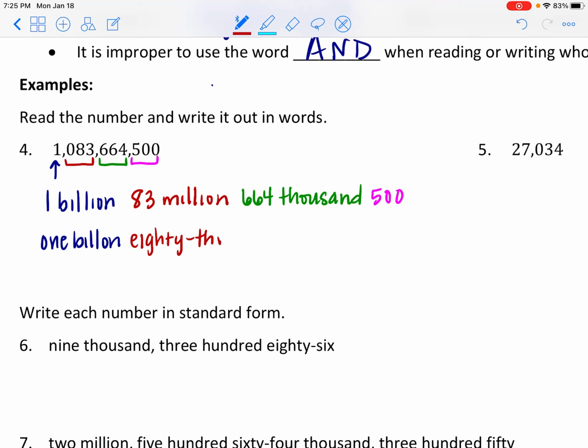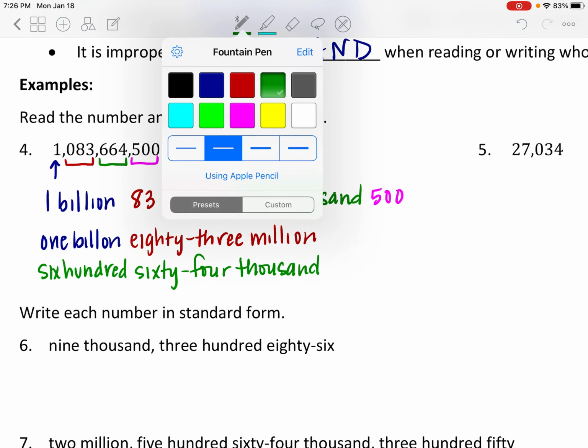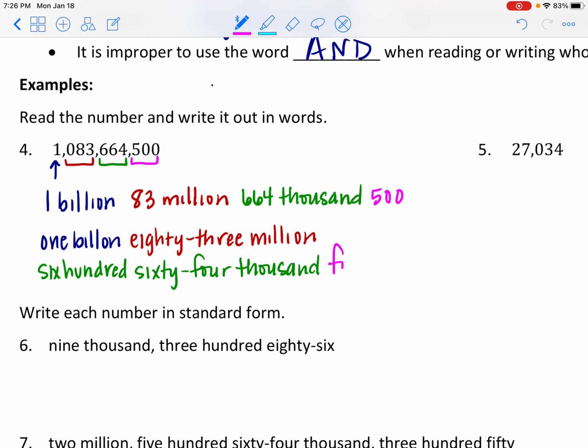83, which we're going to hyphenate because those are the first 2 digits in that period, million. And then I'm going to run out of space. And we're going to say 664,000. 664, we're going to hyphenate there, 1,000. And lastly, 500.